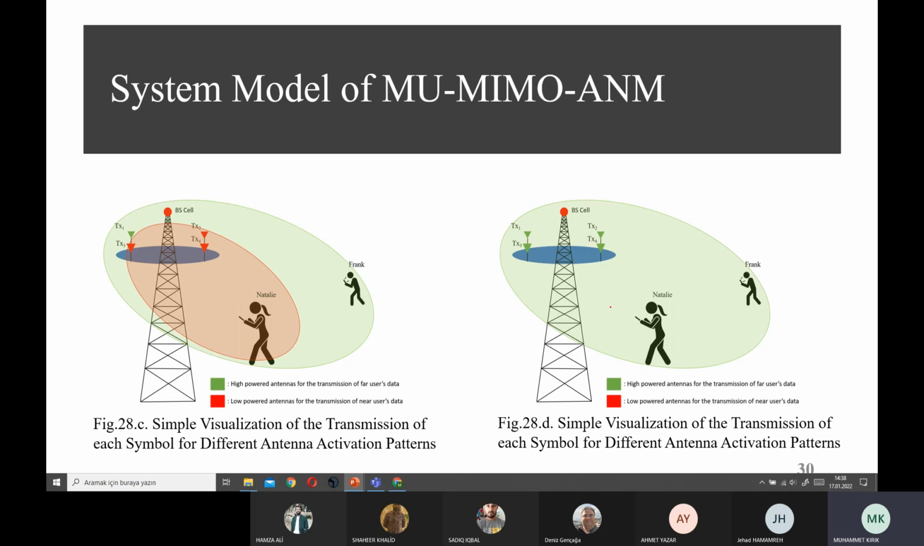But in this case, unfortunately, we don't have any chance to transmit the near user's data, which is okay because our first priority was never to serve the near user. Our first priority is always the far user and keeping all the antennas busy. And in this case, we use all of the antennas, and it's okay to not serve the near user. This is part of the system model of the multiple user ANM scheme.